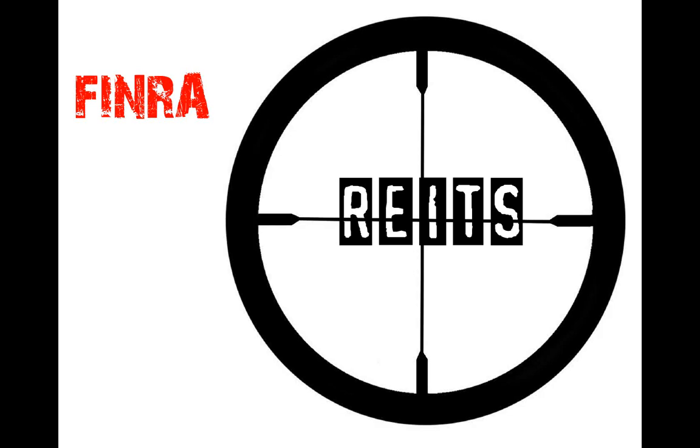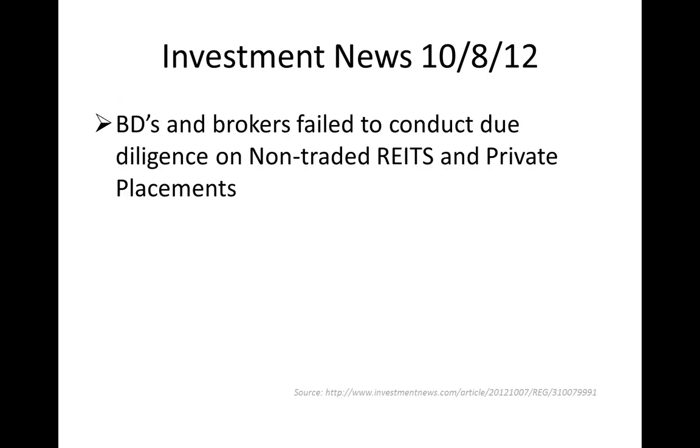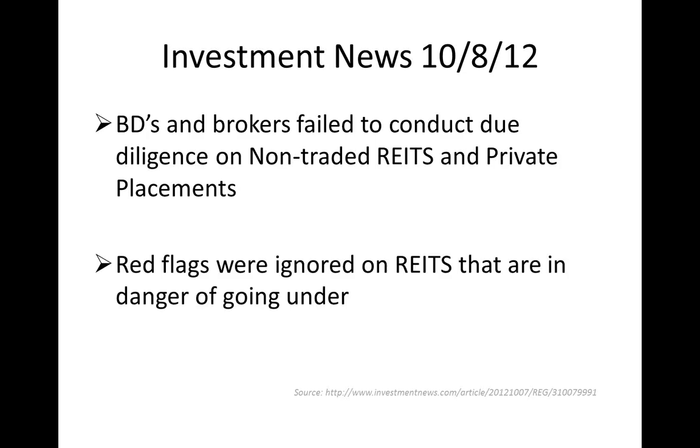Well, they're in love with them so much that with FINRA, anytime the industry falls in love with a product, guess what FINRA starts to do? Look at it. And guess what they found out when they started looking at it? This is in the Investment News, the October 8th, this year's issue. Broker dealers and brokers failed to conduct due diligence on non-traded REITs and private placements. Red flags were ignored on REITs that are in danger of going under.